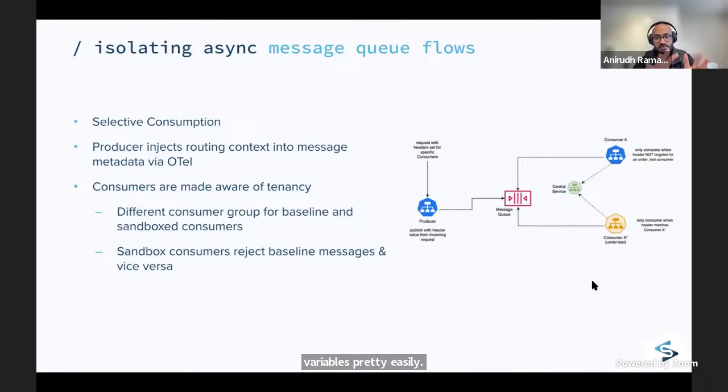So this is sort of the high level picture of the solution. I'll pause here and take any questions before we proceed.